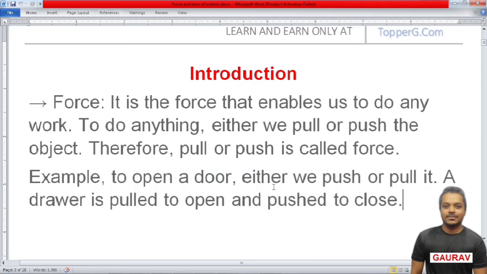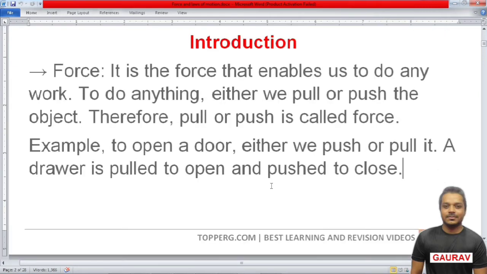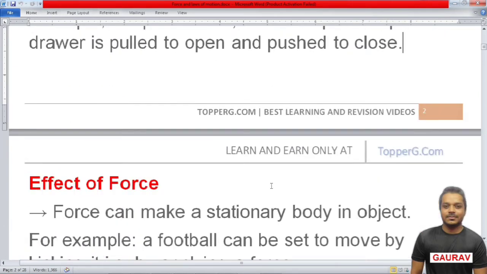Introduction. Force. It is the force that enables us to do any work, to do anything. Either we pull or push the object. Therefore, pull or push is called force. Example, to open a door, either we push or pull it. A drawer is pulled to open and pushed to close.